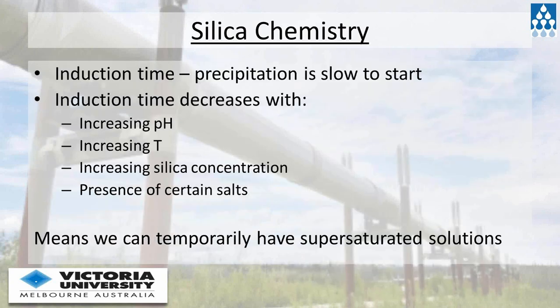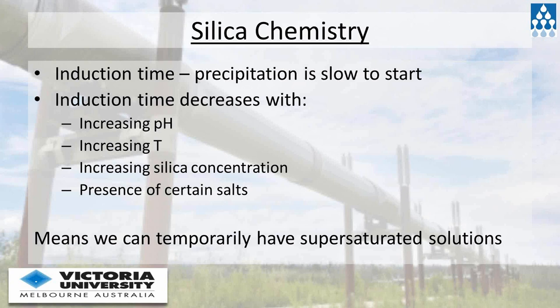Another important piece of information here, which is where Tony Tarquin's technique ultimately comes in, is that there's an induction time to the precipitation. What that means is that initially we can have a lot of silica in water, but it doesn't necessarily start to polymerize straight away. It can stay there for quite some time. It ultimately means that we can temporarily have supersaturated solutions of silica under the right conditions. Now, this induction time decreases with increasing pH. So at low pH, we've got a longer induction period. The induction time also decreases with increasing temperature. It decreases with increasing silica, and also the presence of different salts will play with this induction time.